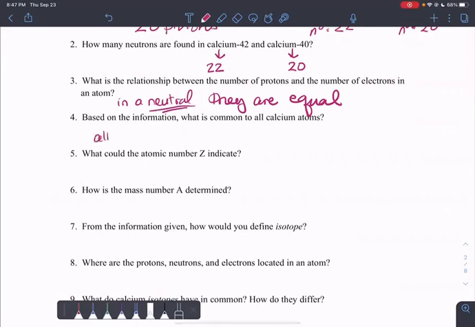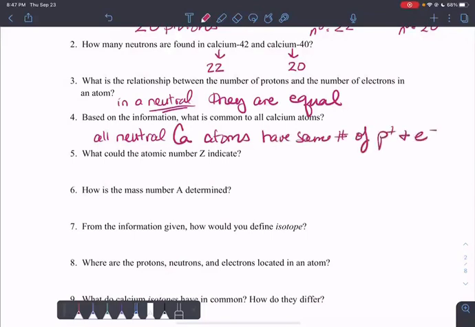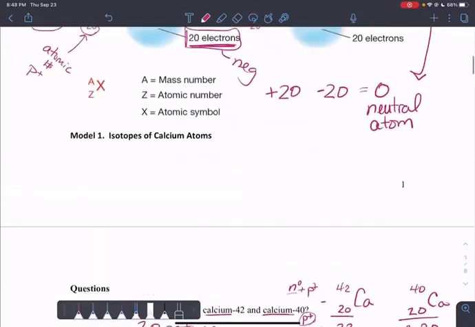All right, so based on the information, what is common to all calcium atoms? All neutral calcium, big C, calcium atoms have the same number of protons and electrons. All calcium atoms must have the same number of protons, but if they are neutral, then they also have the same number of electrons.